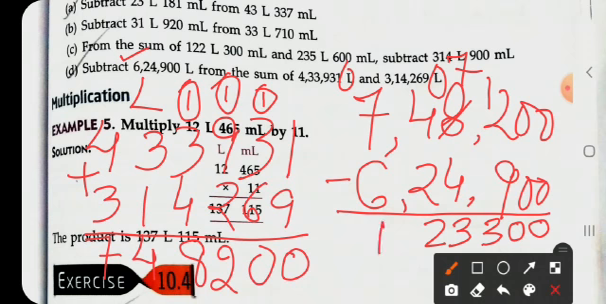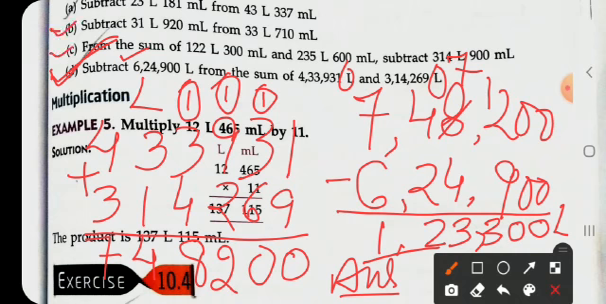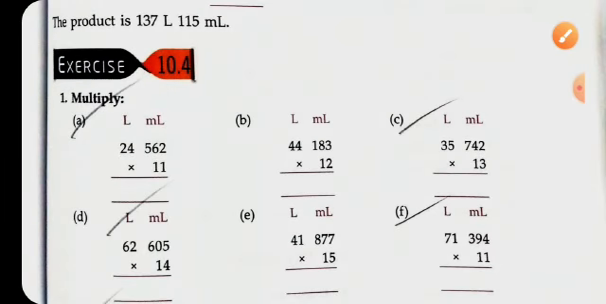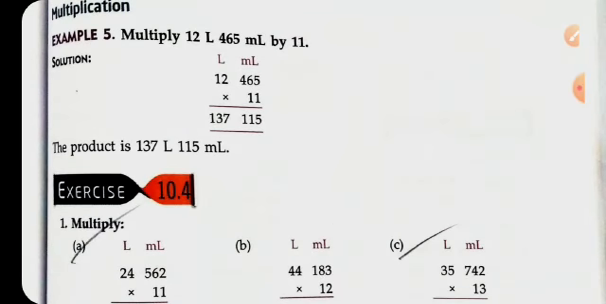Now what is the actual answer of this sum? It is 1,23,300 liters. This is the final answer of the sum number D. So this is how you will do sum number B and C as homework. Coming on to exercise 10.4, also we have simple multiplication sums.